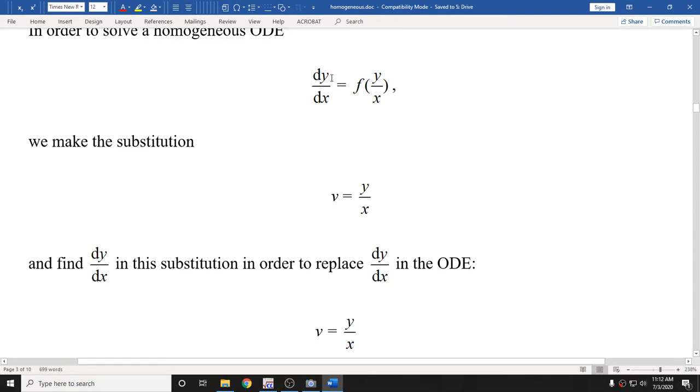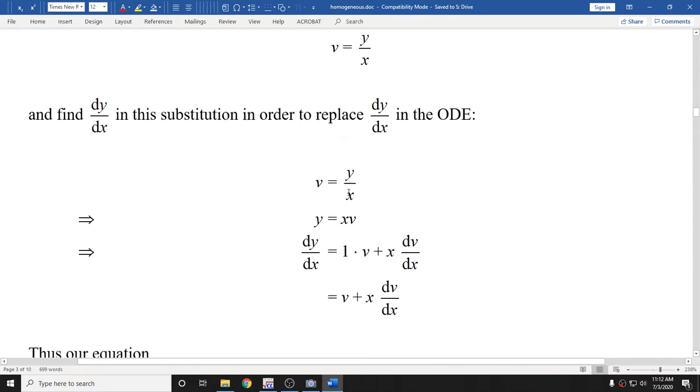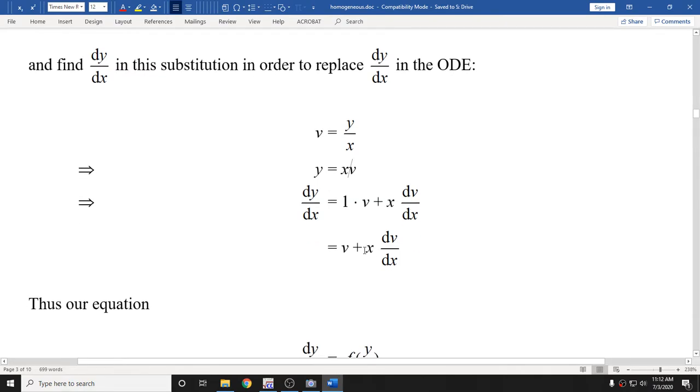We find dy dx by cross multiplying, so you have v equals y over x, in which case y equals x times v. When you differentiate, applying the product rule, you obtain that dy dx equals 1 times v plus x times dv dx, or simply dy dx equals v plus x times dv dx.